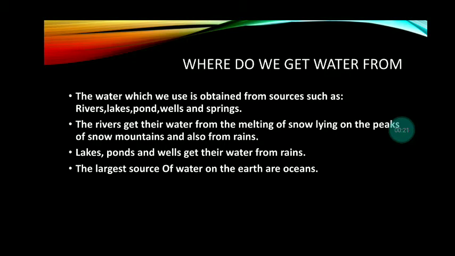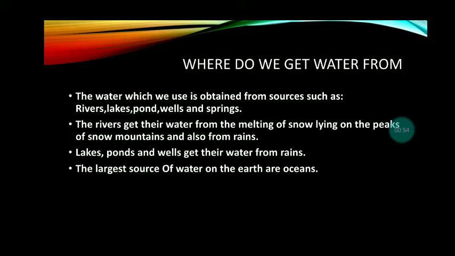So the answer is the water which we use is obtained from sources such as rivers, lakes, ponds, wells and springs. The river gets its water from the melting of snow lying on the peaks of the snow mountains and also from the rains. So I can say that rivers get their water from the melting of snow, के melt होने से, and from the rain. Lakes, ponds and wells get their water from the rains.